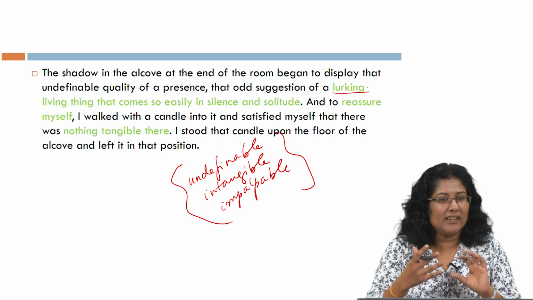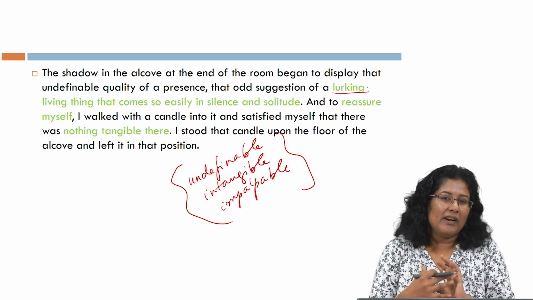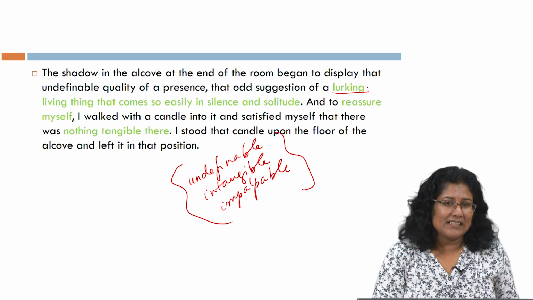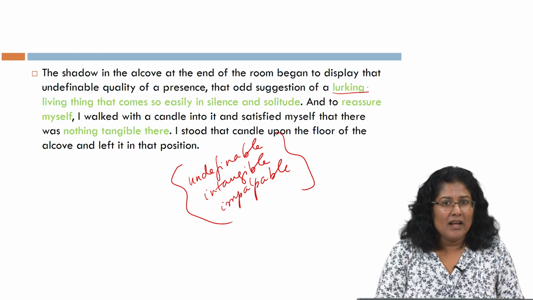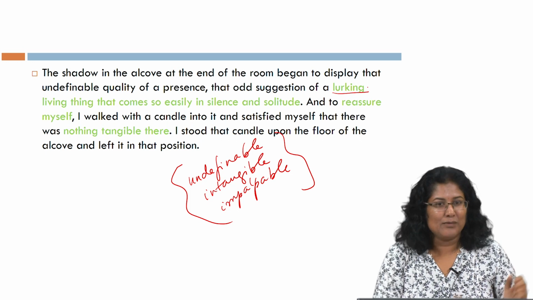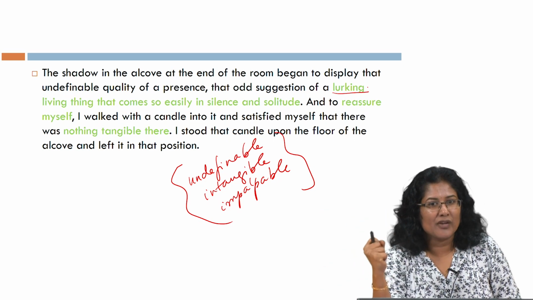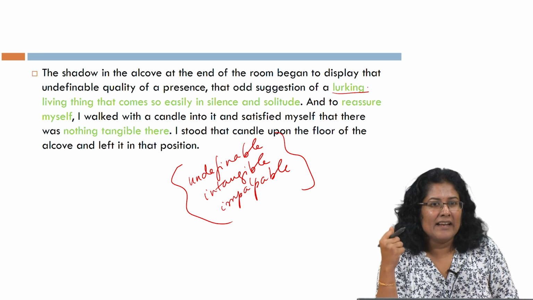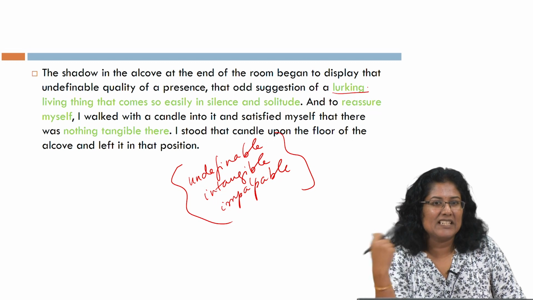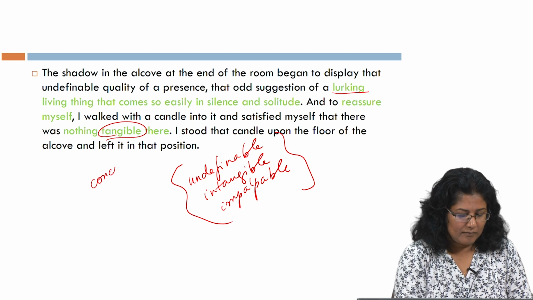This kind of idea comes so easily to us in silence and solitude, when you're all by yourself, when you are in a silent space, and when it's dark and shadowy, you start to imagine things. And that's exactly what this young man does. And what he does to reassure himself, to make sure that there's nothing there in that darkness, is he takes up a candle and walks into that shadowy part of the room. He walks into that corner and to that alcove, to that niche, and he checks for himself that there is nothing tangible there, nothing concrete.